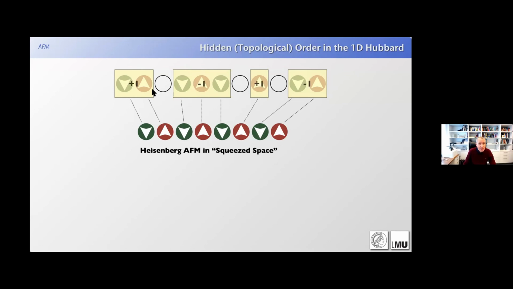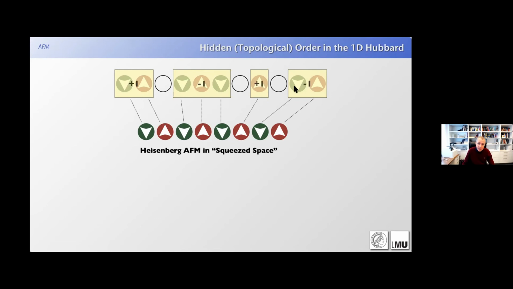Why? Because imagine I want to know how this spin is correlated with this spin. Well, this will depend on the number of holes we have in between. And if this number of holes is not fixed, but fluctuates from shot to shot, sometimes you have one hole, sometimes you have two holes, sometimes you have three holes.